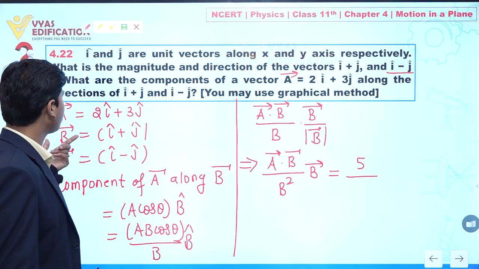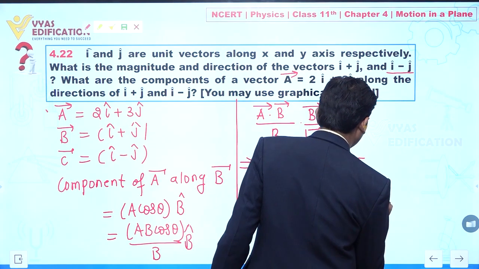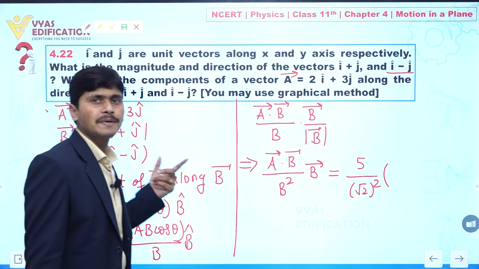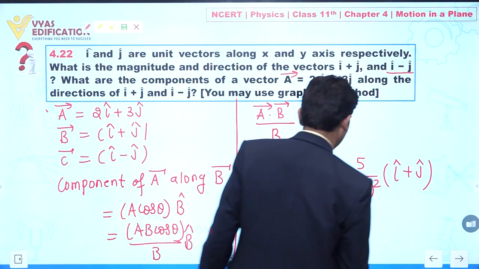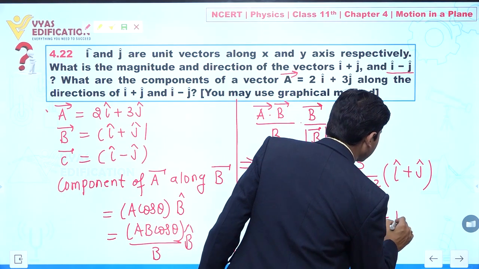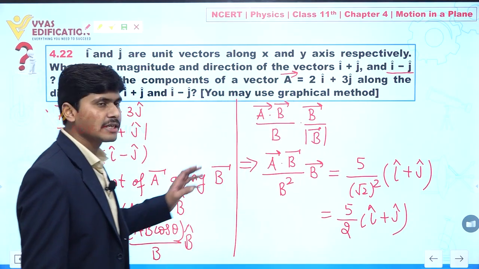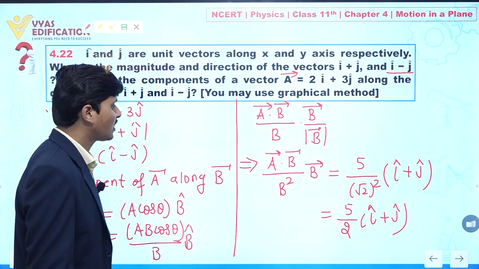divided by magnitude of B vector, which is equal to under root of 2 whole square. Now what is B vector? B vector is given as i plus j k, so this is i plus j k. So from here we can say this is 5 by 2, i k plus j k, clear to everyone. So this is the component of A vector in the direction of B vector, clear to everyone.